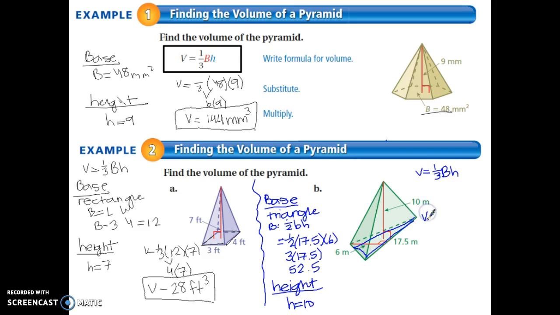So V equals 1/3. My base is 52.5 times my height, which is 10. It'll be just a little bit easier for me to multiply 52.5 and 10. All I have to do is move my decimal over once. So V equals 1/3 of 525. 1/3 of 525 is going to be 175. So the volume of my pyramid is 175. My units are meters cubed.